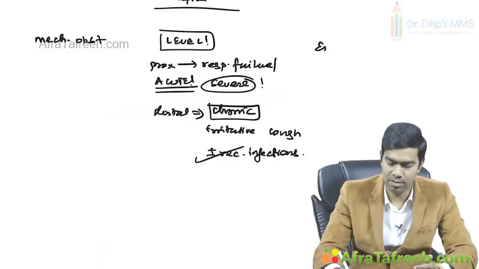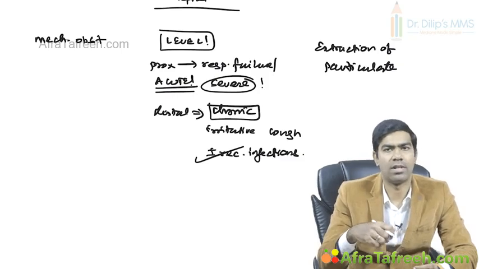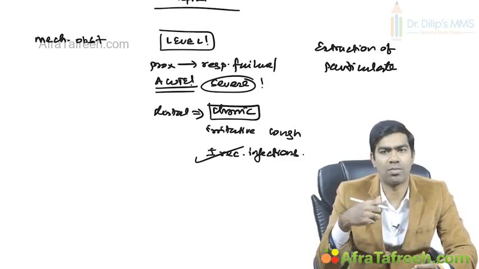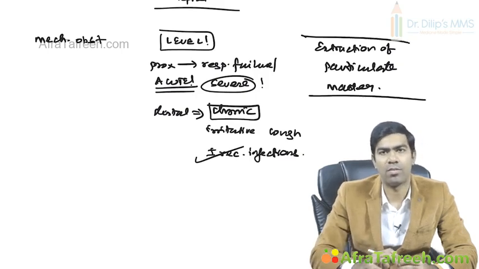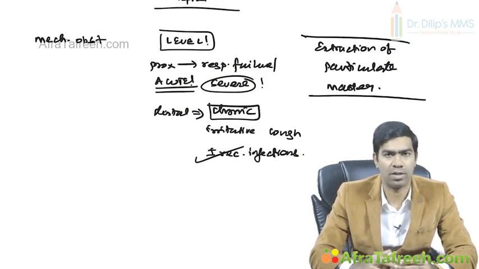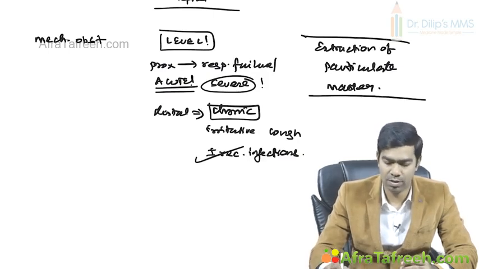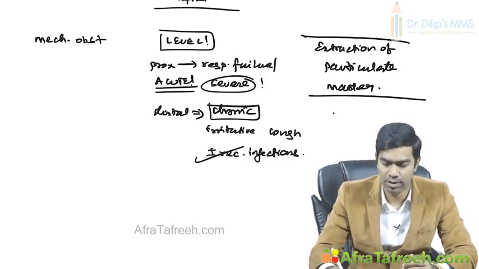And treatment-wise, the most important is extraction of the particulate matter by rigid bronchoscopy. Especially if it's in the proximal airways, the only option is to put in a rigid bronchoscope and try to take the foreign material out. Otherwise, the child who has inhaled the foreign body might die very fast, because this condition produces a tremendous increase in the work of breathing, and they might go into faster respiratory failure. You have to be very, very sure and very careful about that as well.